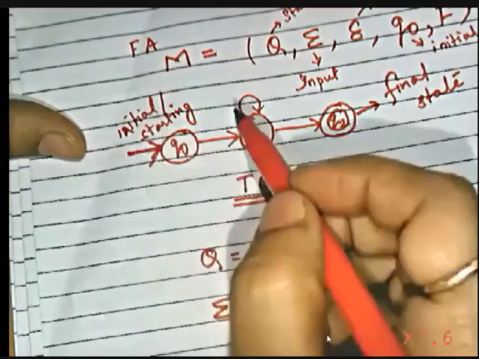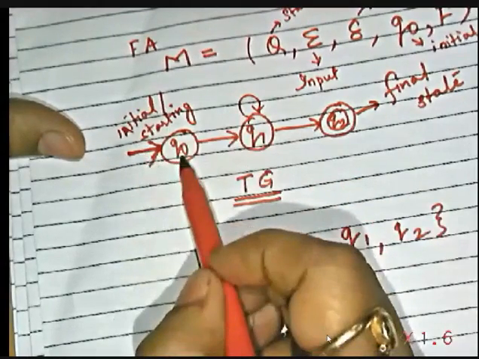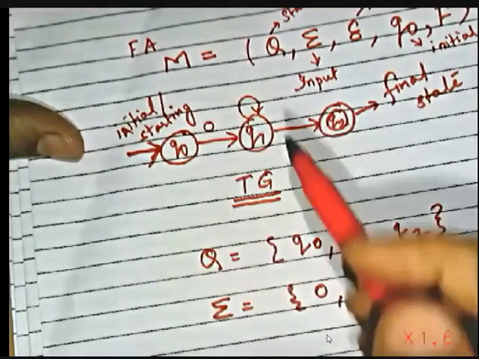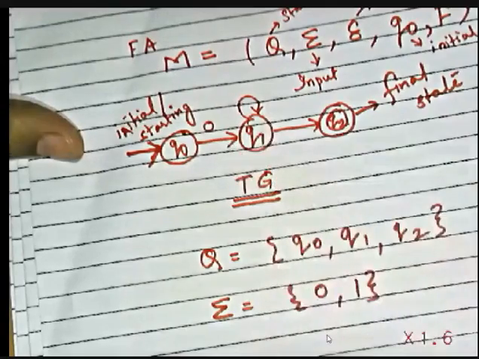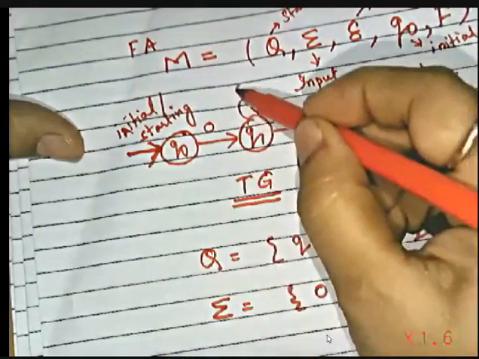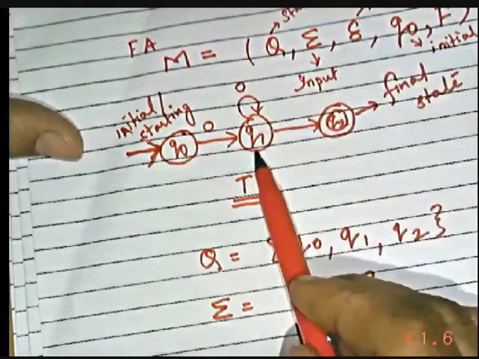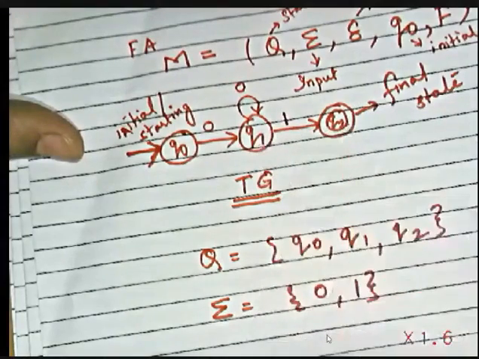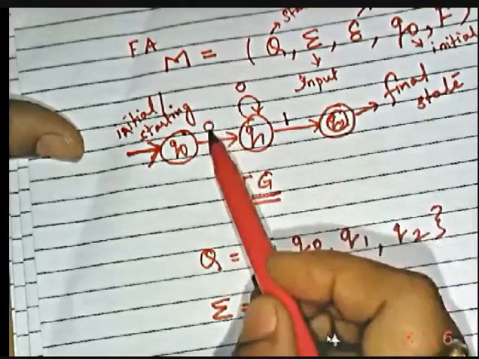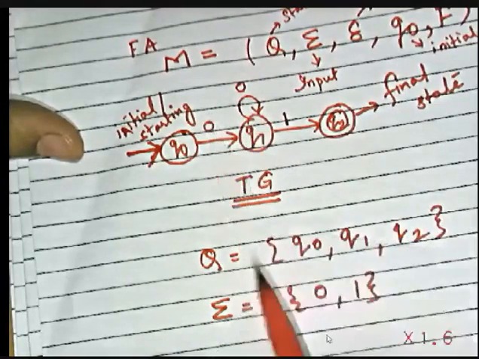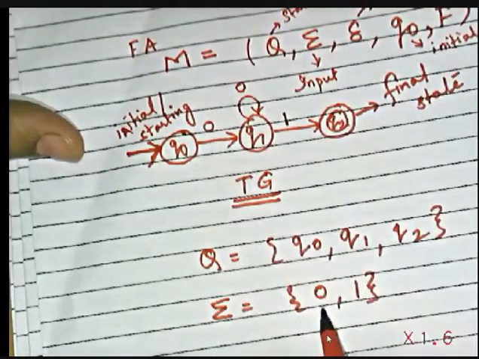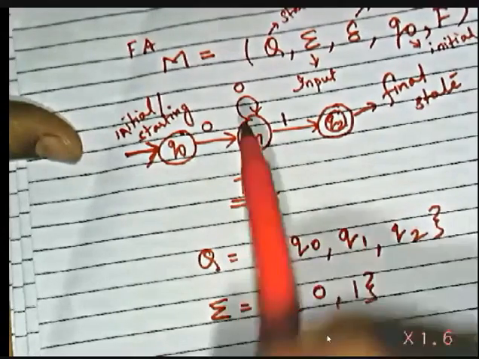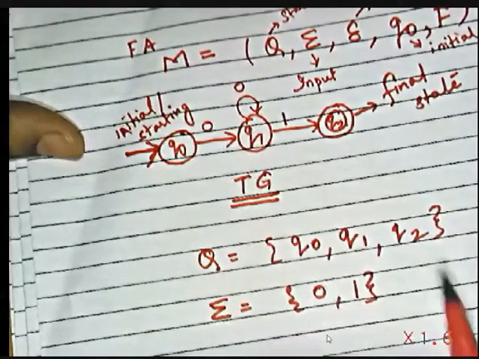Now when you are in the initial state Q0, if I give 0, then it will move to Q1. If I give 0 again, it will move to Q1. If I give 1, then it moves to Q2. So here 0 and 1 represent my input alphabet symbols, and Q0, Q1, Q2 represent the set of states for this finite automata.